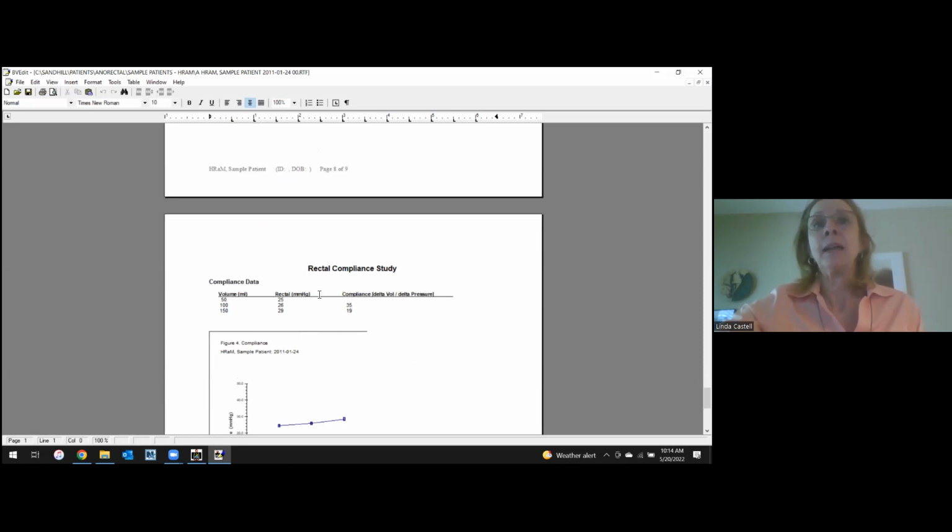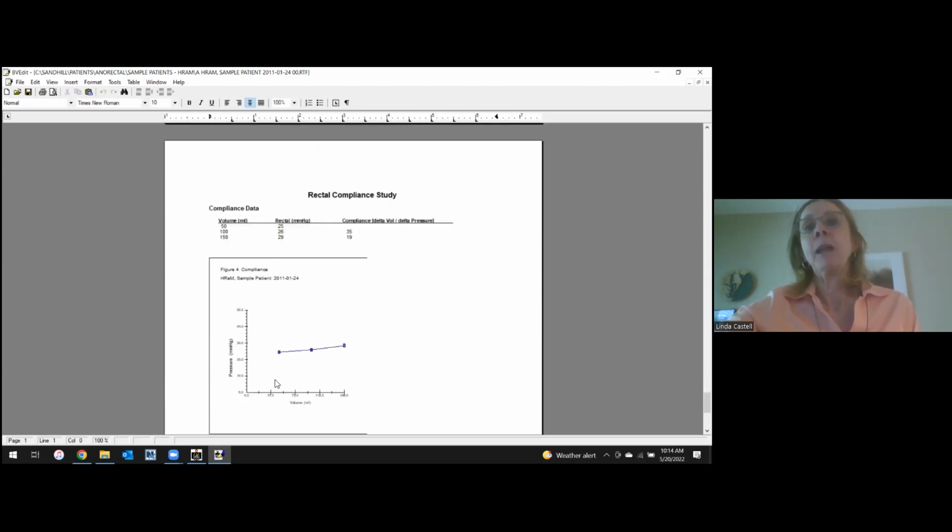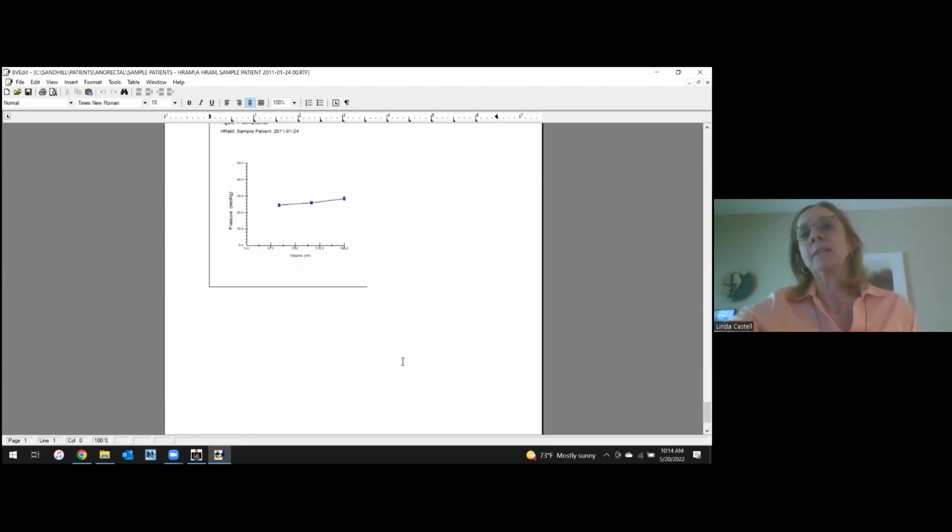Okay, so rectal compliance. This is where they put in the different volumes of air, and it will plot on a graph. If you have a compliant rectum, the slope of your graph from 50, 100, 150 should be just a very, very small incline. So this is a very compliant rectum.